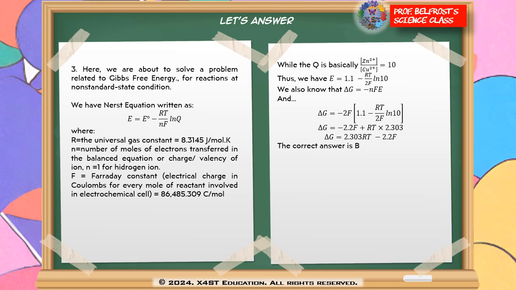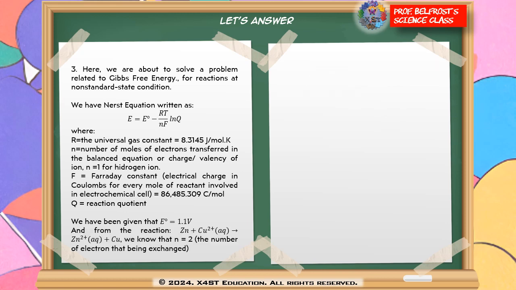F is the Faraday constant, so it is 96,485.309 coulombs per mole. Q is the reaction quotient. Again, the reaction quotient can be obtained only if we know the chemical reaction. In the problem, we have been given the information that the E0 of the cell is 1.1. So that's enough. And from the given cell, we can write down this reaction.